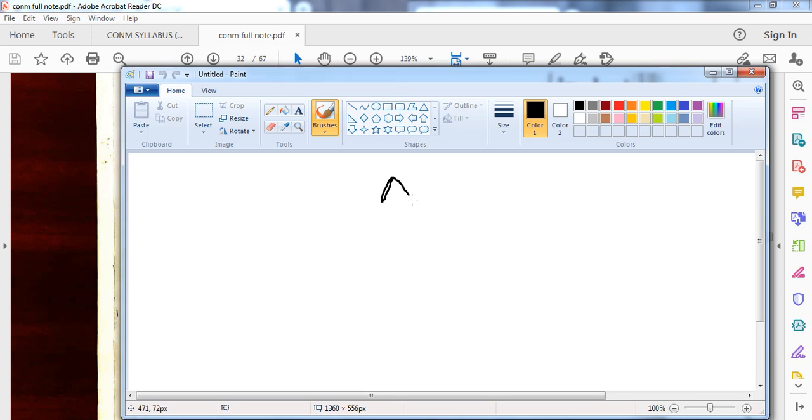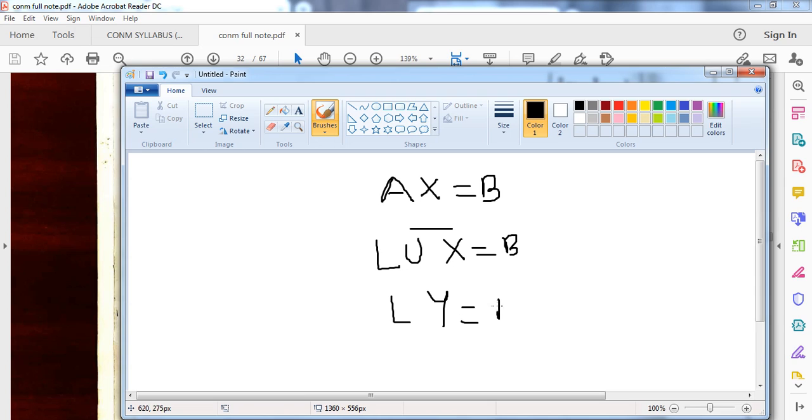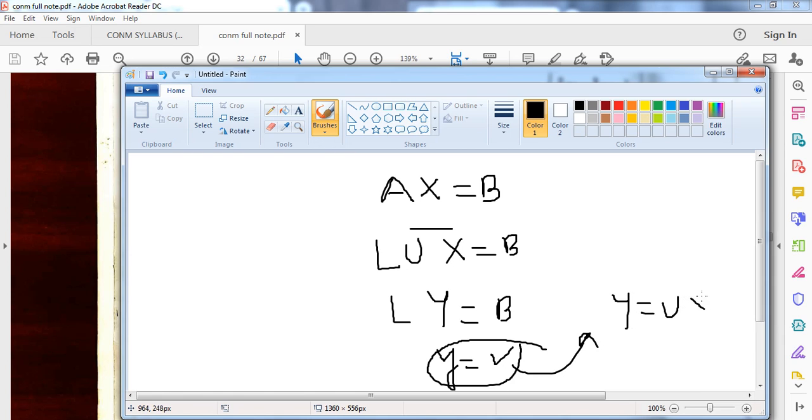Initially I have AX is equal to B. I am assuming A to be LU. Then I have LUX as usual equal to B. Then I am assuming this UX to be Y. So LY is equal to B, and then I am solving for Y. Once I have Y, I can use it in Y is equal to UX, and I can solve for my X. So this is the step.